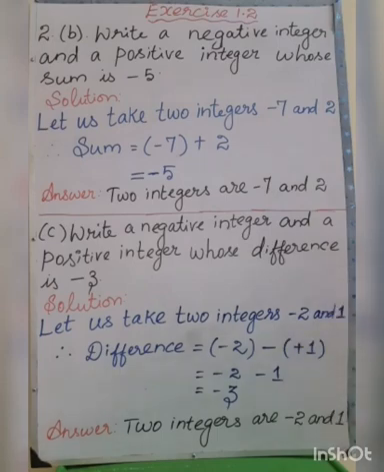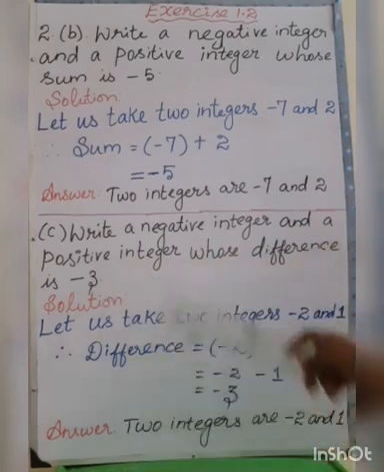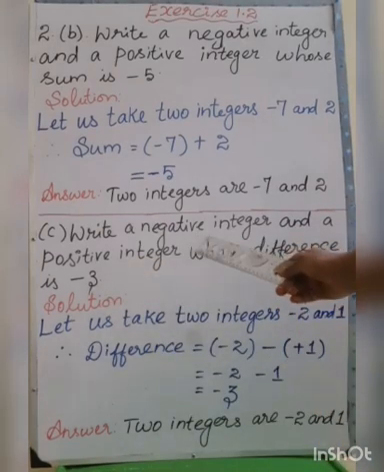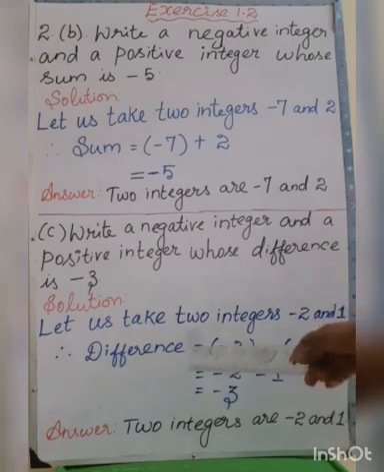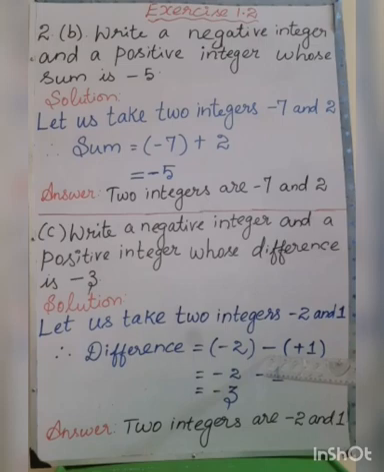And the last, C1: write a negative integer and a positive integer whose difference is minus 3. You get the answer minus 3, but take two integers, a negative integer and a positive integer. Solution: let us take two integers. Minus 2 is a negative integer and 1 is a positive integer to be used in this sum. Difference means subtracted, and the second number is 1. So minus 2 minus 1.